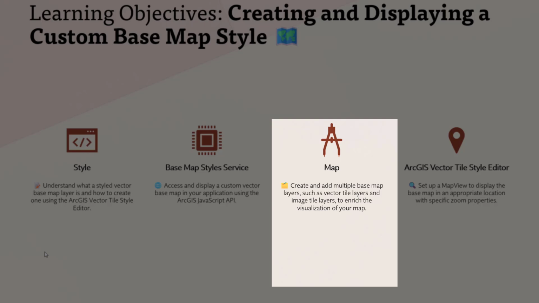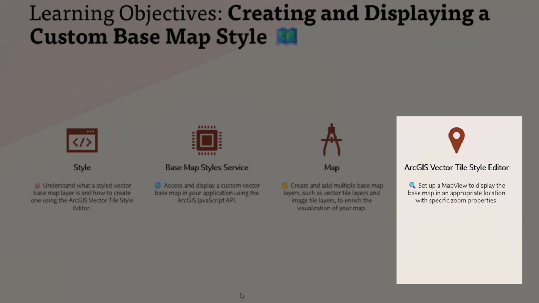Create and add multiple base map layers such as vector tile layers and image tile layers to enrich the visualization of your map. Set up a MapView to display the base map in an appropriate location with specific zoom properties.